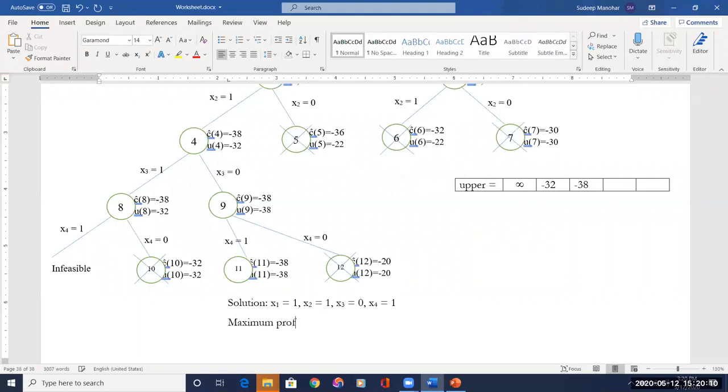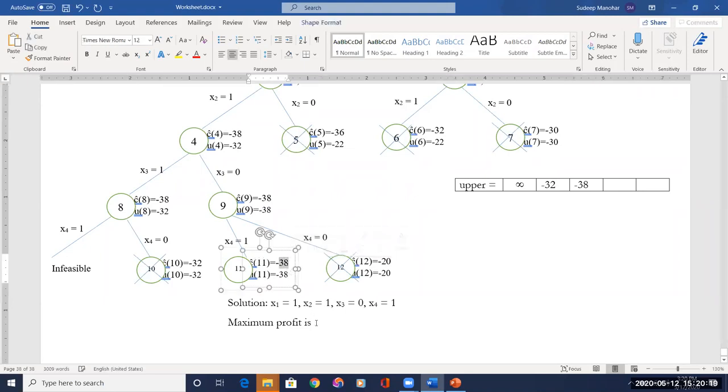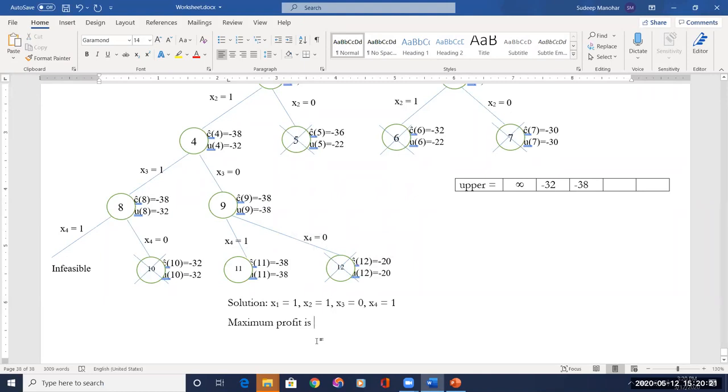Maximum profit is, see the value of C cap. C cap is the final profit. Consider only the positive part. Don't consider the negative sign. It is 38. Maximum profit is plus 38 by considering items 1, 2 and 4, and that is the solution for this problem.